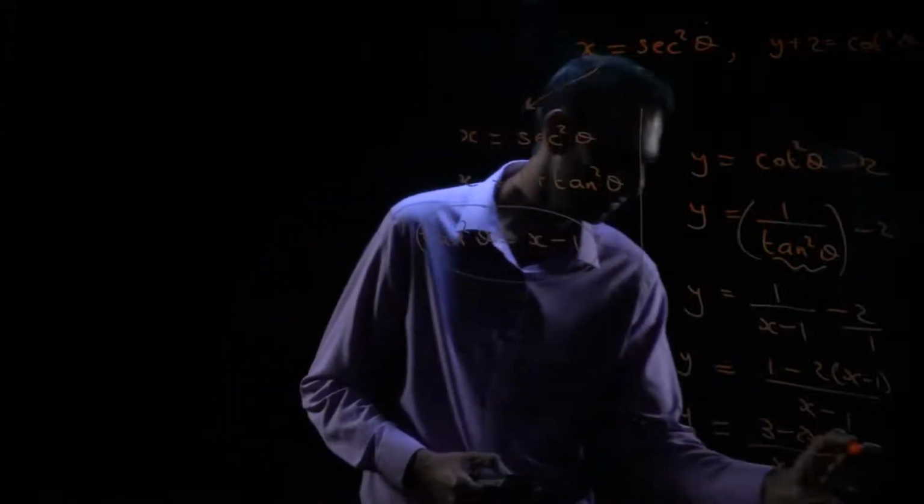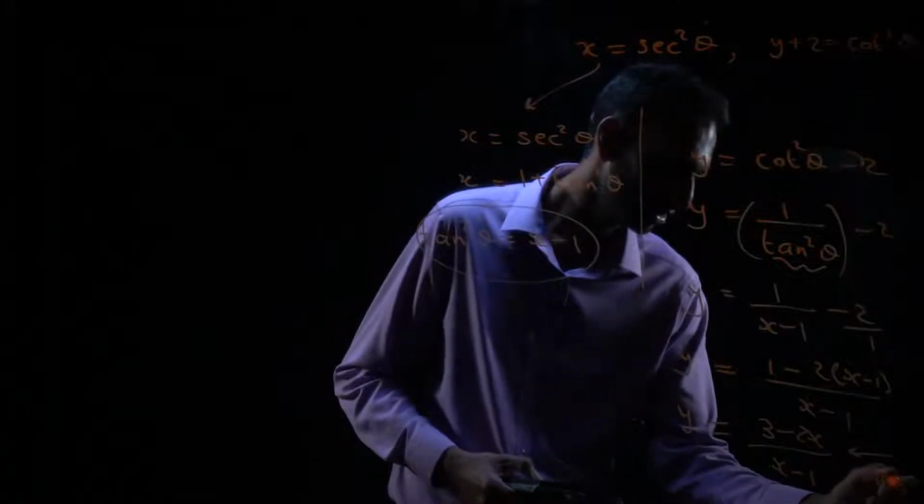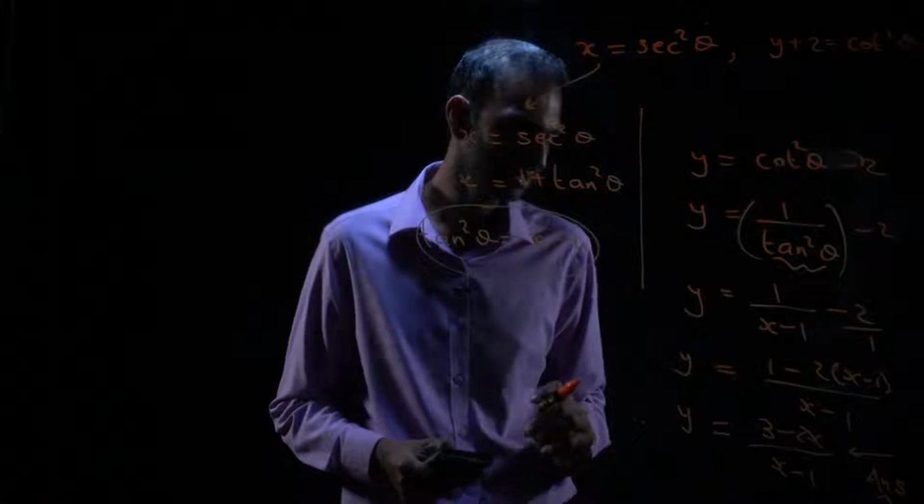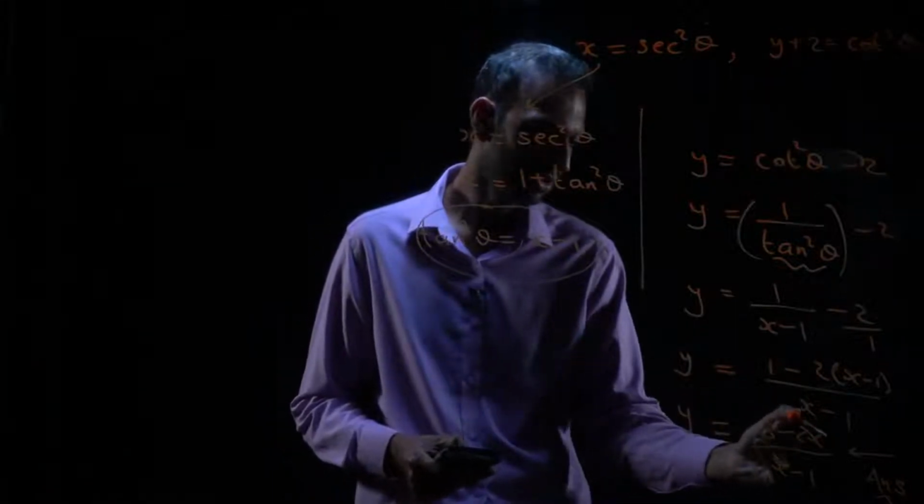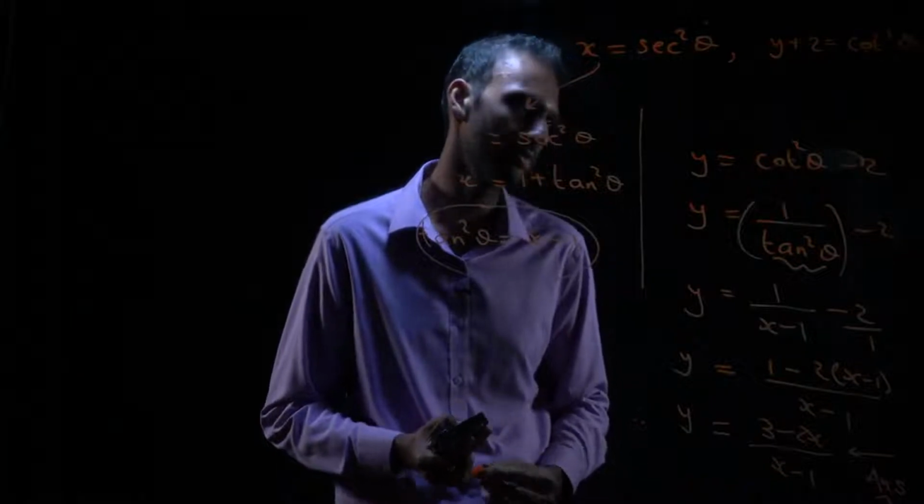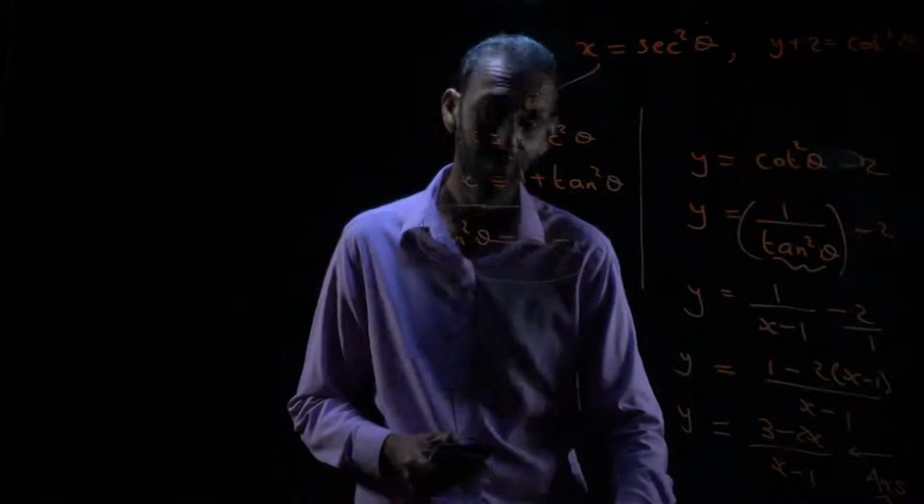That's the final answer which we are looking for. So the question tells you to find y in terms of x. So y is given in terms of x, which is 3 minus 2x divided by x minus 1. I hope you've understood the problem.